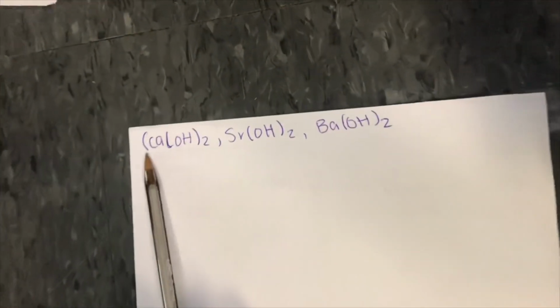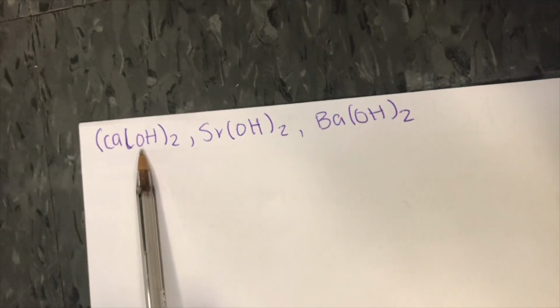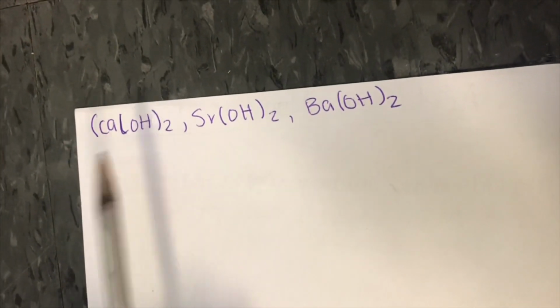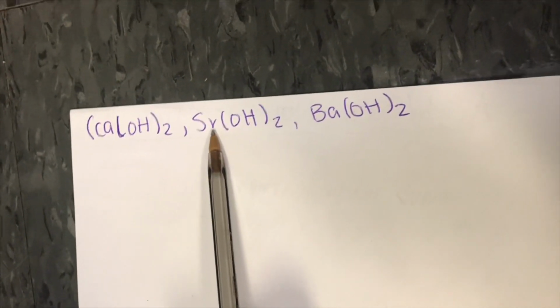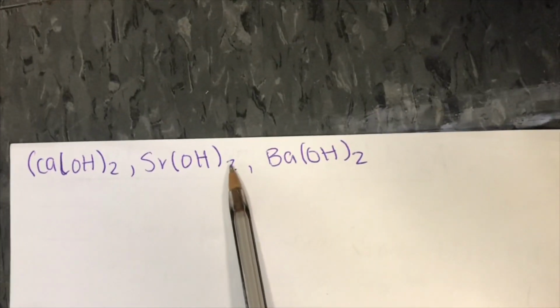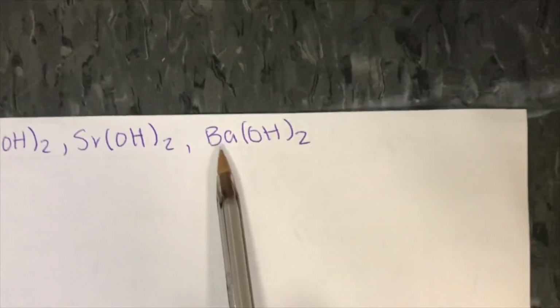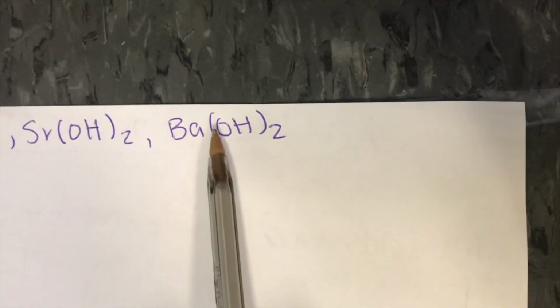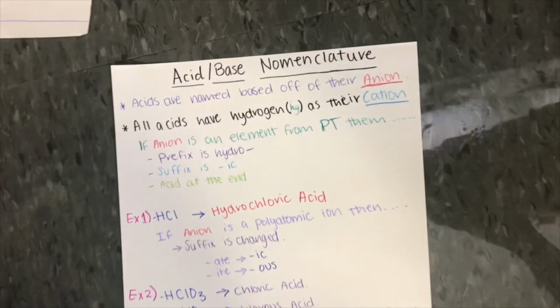Lastly, we have Ca(OH) with the 2 subscript. Then we have Sr(OH) with a subscript of 2. Lastly, we have Ba(OH) with a subscript of 2. Acid-base nomenclature.